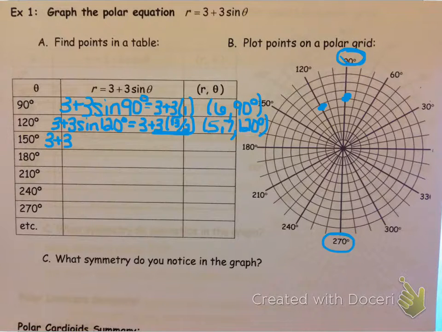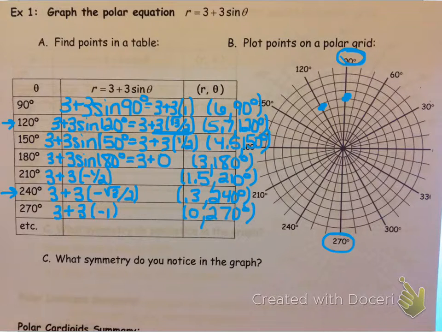150 is going to work out much better. And what you'll notice on these is that the only angles that are going to work out ugly would be the 120 and the 240, because they're the only ones with ugly sine values. So sine of 150 is, of course, 1/2. And so that gives us a nice pretty answer, 4.5 at 150. So what I want you guys to do is pause it, and I want you to generate the remaining 4 numbers in the table.